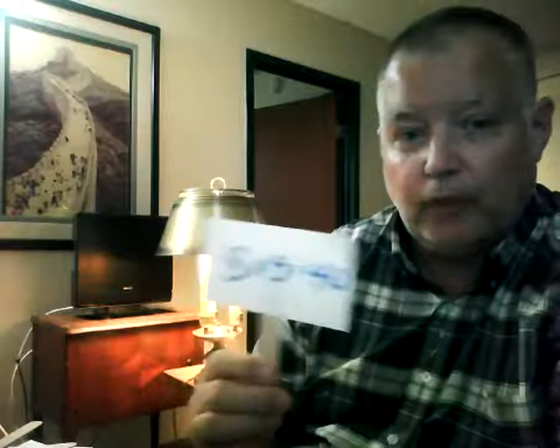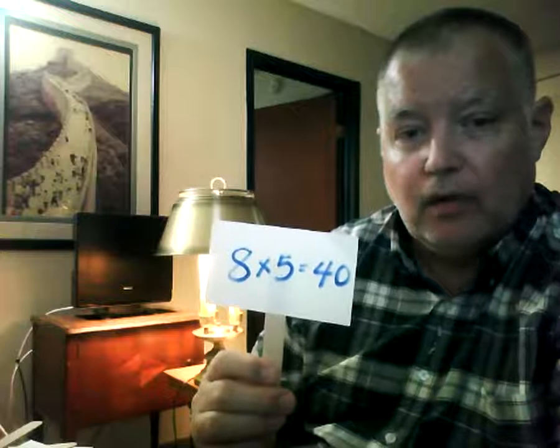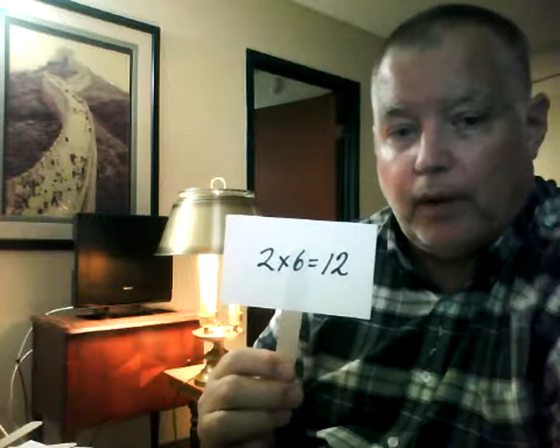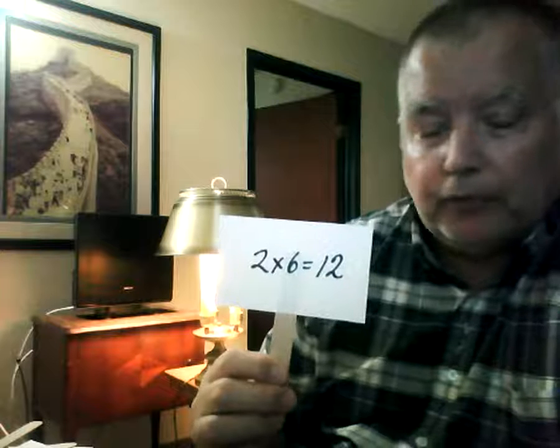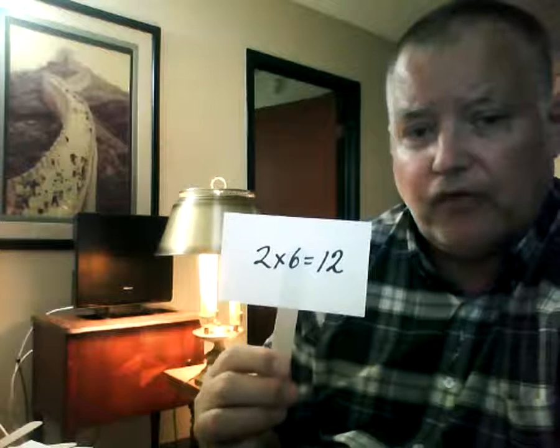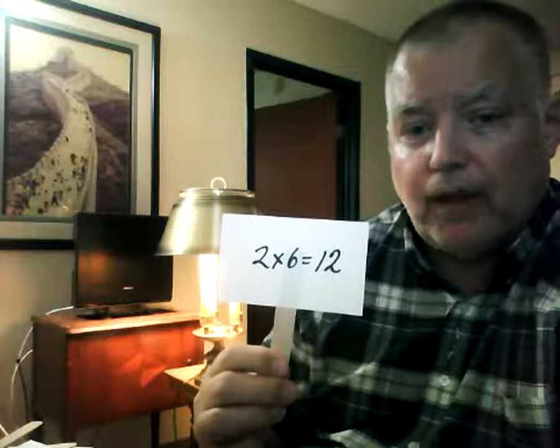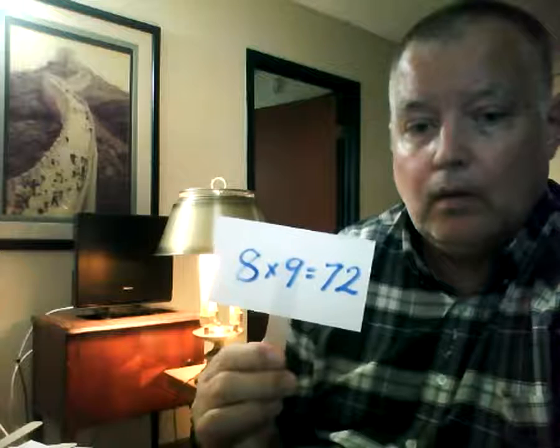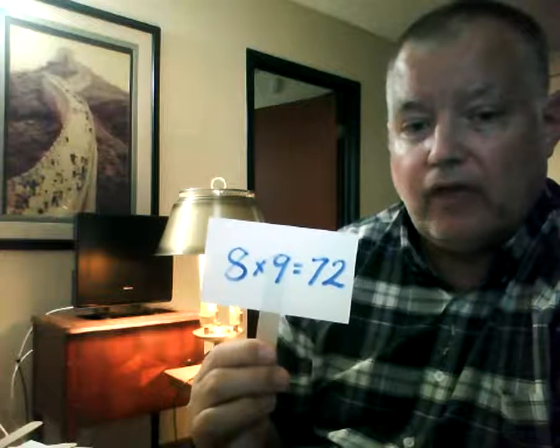Something you can always use: multiplication tables. 8 times 5 is 40. Doing everyday math for bill pay or whatever, we're always using our multiplication tables. You always find yourself without a calculator. 2 times 6 is 12. 8 times 9 is 72.